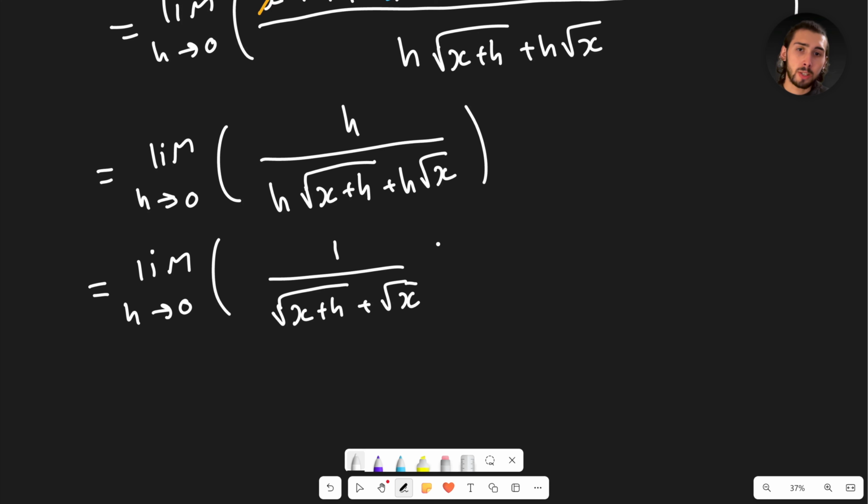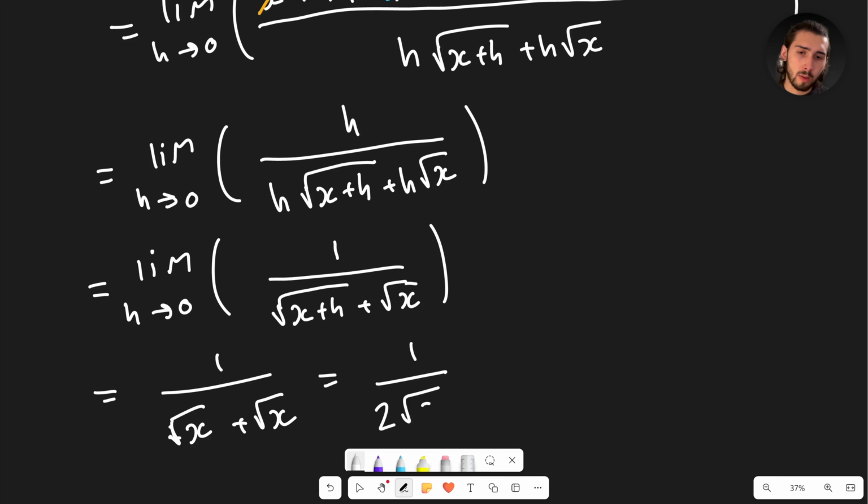And this is really good because we can now let h be the number 0 without dividing by 0. Lovely. And so this is just equal to 1 over the square root of x plus 0. So in other words, just 1 over the square root of x plus the square root of x again. And that's 1 over 2 times the square root of x. And this can also be written as 1/2 times x to the power of minus 1/2.